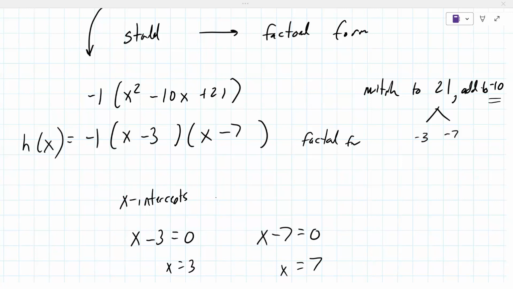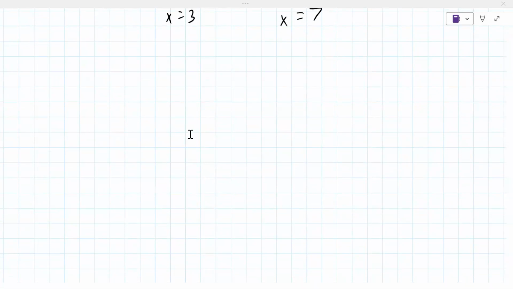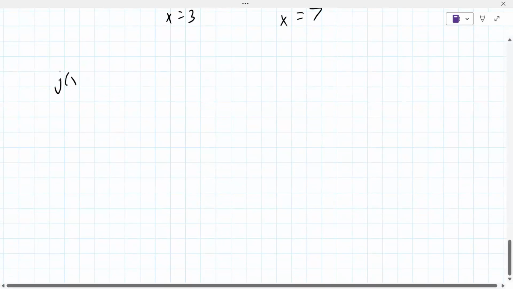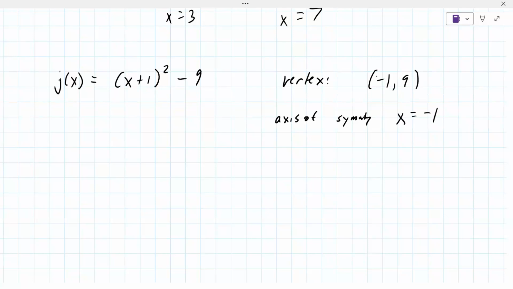Okay, let's try another one. Let's do one more of these and we'll do some work on completing the square. Because it is typically a test question, we have to go through these progressions. So let's say I give you a function j of x equals x plus 1 squared minus 9. I want you to determine the vertex and the axis of symmetry. So the vertex would be negative 1, negative 9. Okay, in vertex form. And the axis of symmetry would be x equals negative 1. Very good. Now the next thing I want you to do is to expand this to put it into standard form. All right.